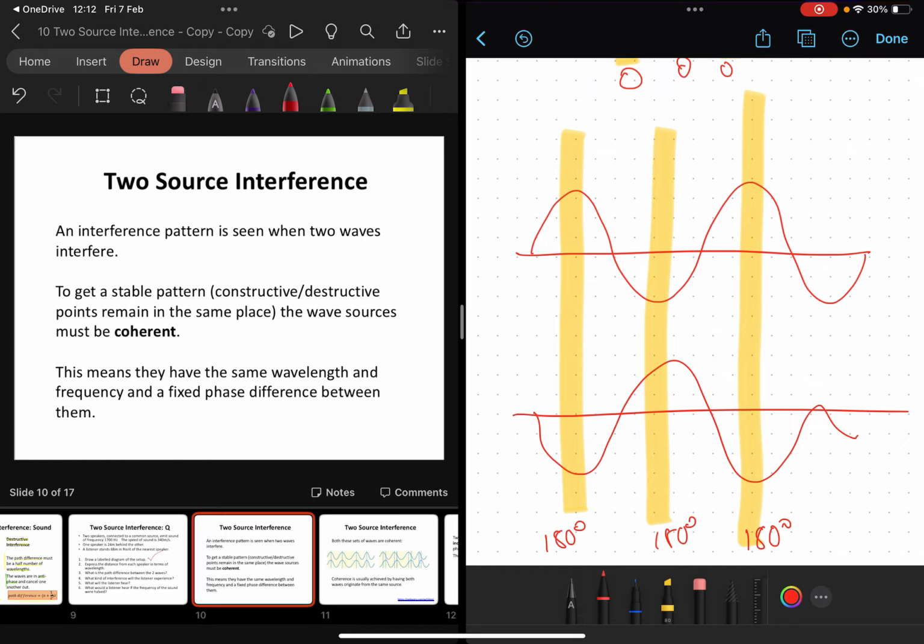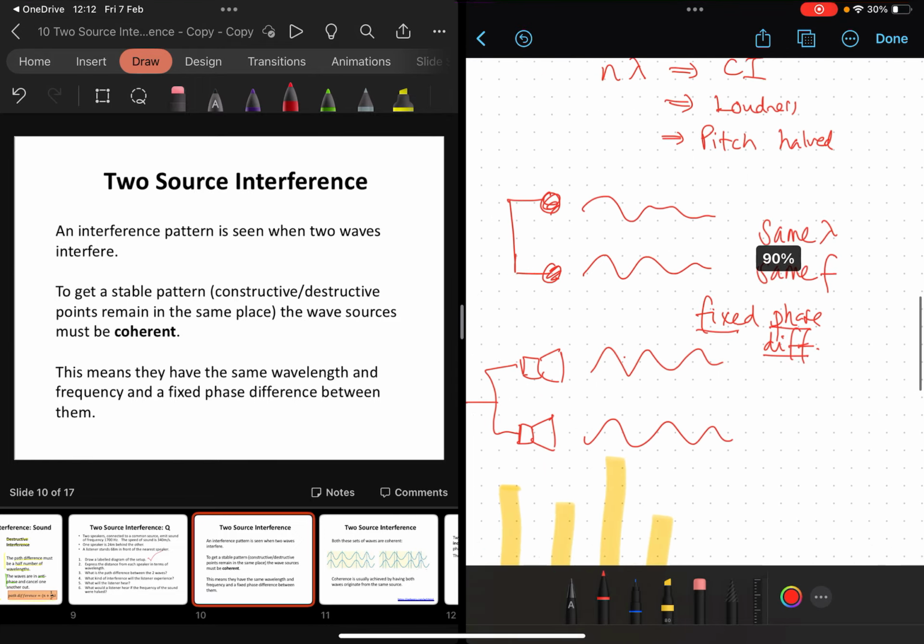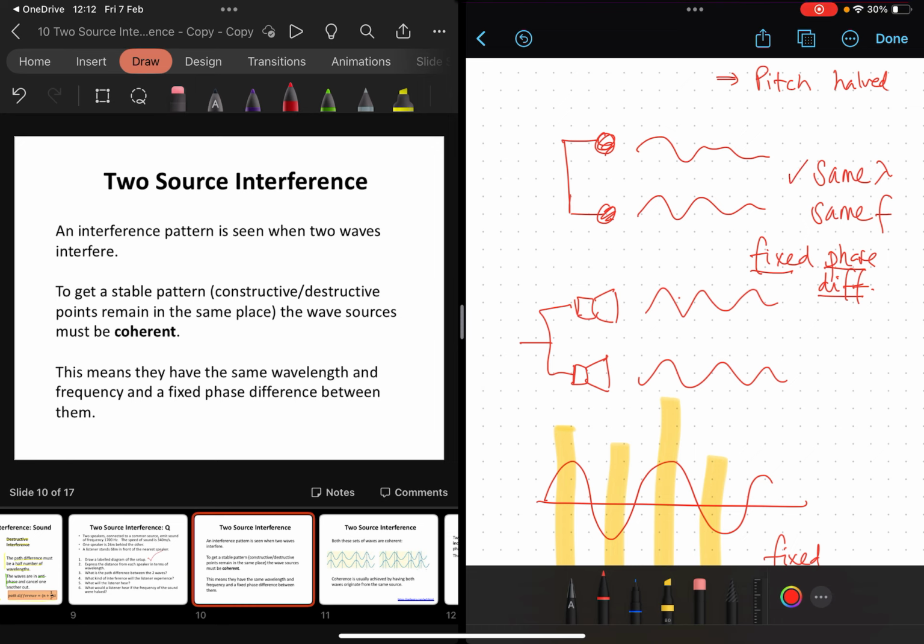So if we can achieve these three things, which is to have the same frequency, the same wavelength of wave, and if we can ensure there's a fixed phase difference between them, then we can describe these two waves as being coherent. Now, why is that important? It enables a stable interference pattern to be seen.